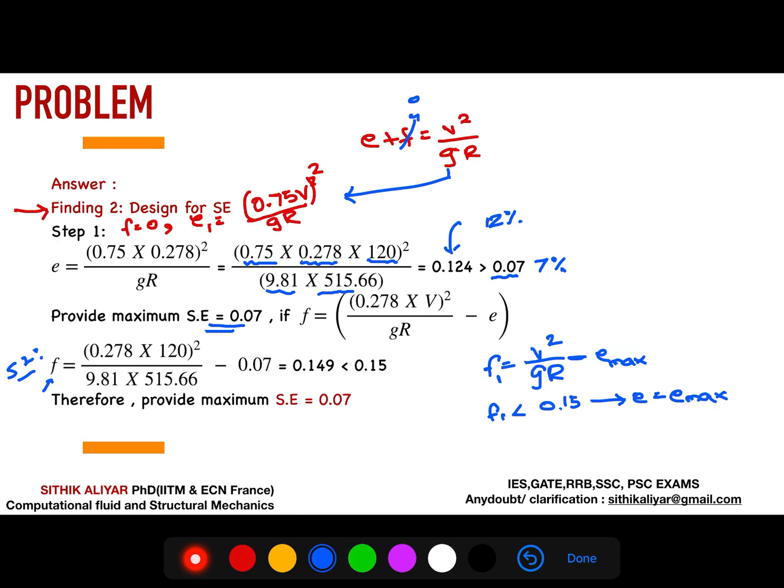Coming back to the problem, for the friction you substitute 0.278 into 120, squared, divided by G times the radius, minus 0.07. The radius is 515. You do this algebra, I am getting 0.149, which is less than 0.15. So obviously it is safe with friction. So we are going to provide the maximum superelevation of 7%, 0.07.